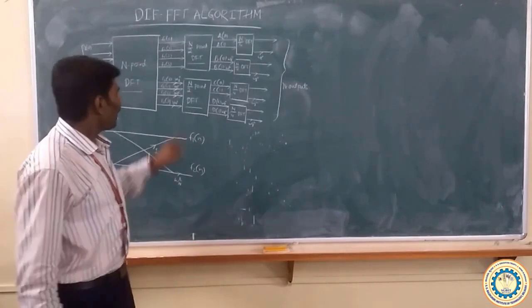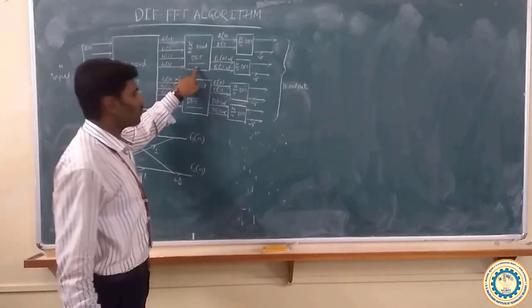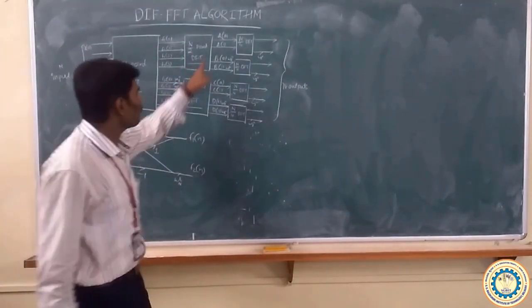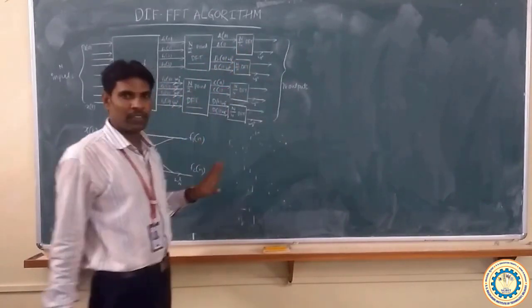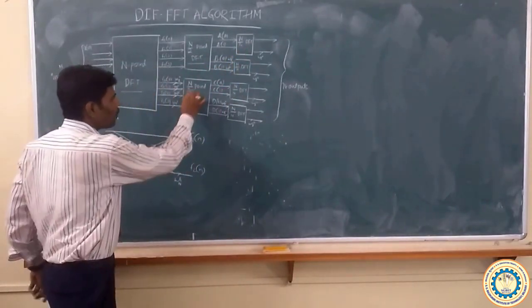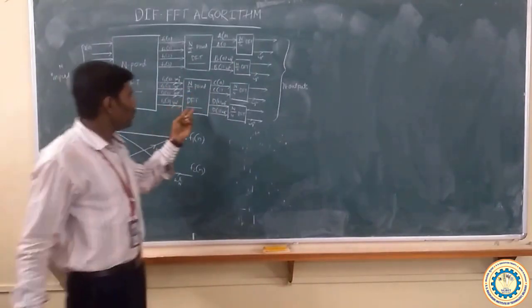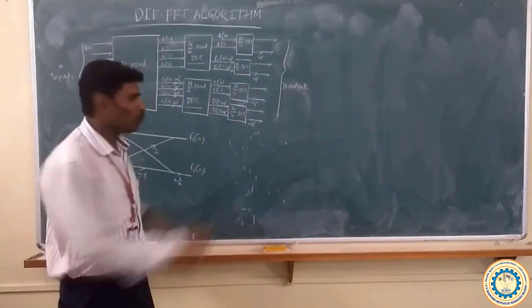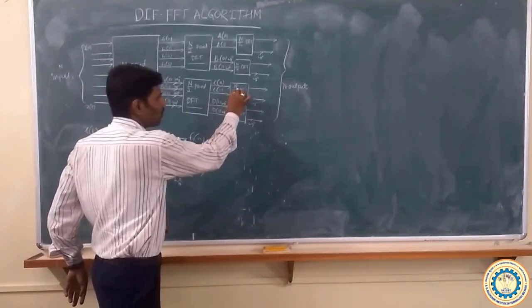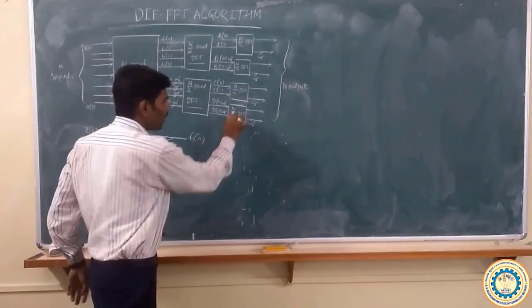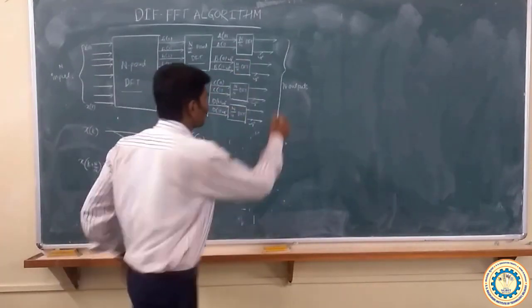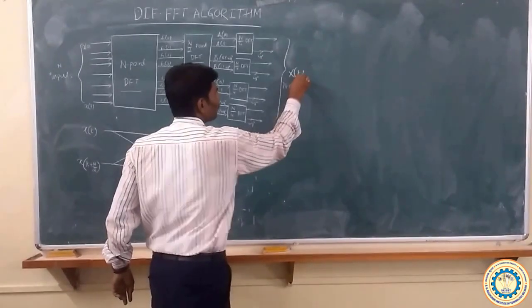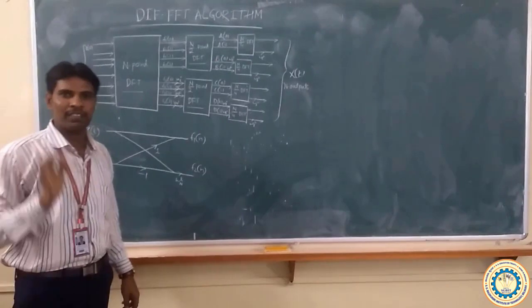Later on, again each N by 2 point DFT will be decimated into N by 4 point DFTs. Similarly, here I have an N by 2 point DFT. This will be further decimated into two N by 4 point DFTs. This is the first N by 4 point DFT and this is the second N by 4 point DFT. And the output of this is nothing but our x of k, that is the DFT of the given sequence.